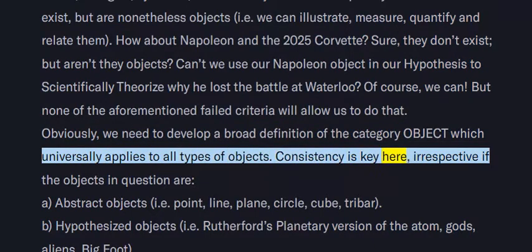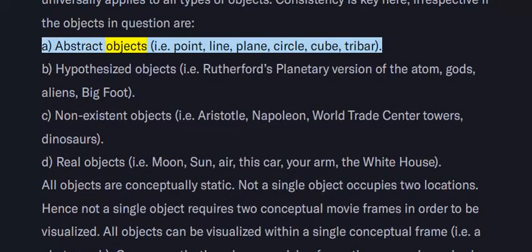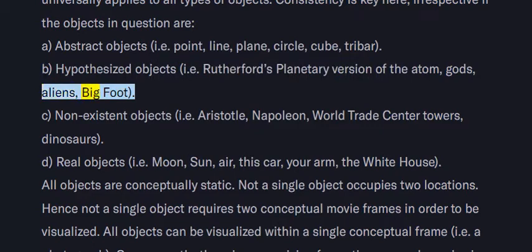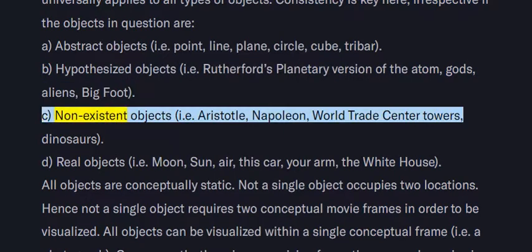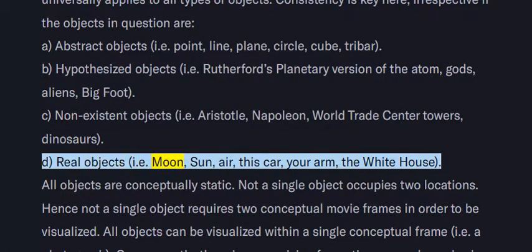Consistency is key here, irrespective if the objects in question are A. Abstract objects, i.e. point, line, plane, circle, cube, tribar. B. Hypothesized objects, i.e. Rutherford's planetary version of the atom, gods, aliens, Bigfoot. C. Non-existent objects, i.e. Aristotle, Napoleon, World Trade Center towers, dinosaurs. D. Real objects, i.e. moon, sun, air, this car, your arm, the White House.